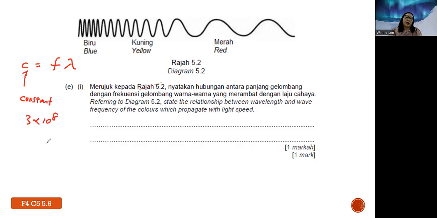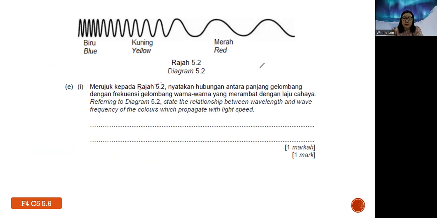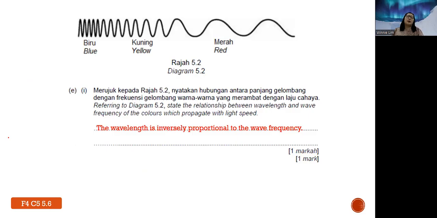So when you rearrange, you will notice that frequency is c over lambda, and f and lambda are inversely proportional. That means the higher the frequency, the lower the wavelength. So this is how you give the answer, or you can use the term inversely proportional. That's why the wavelength is inversely proportional to the wave frequency.